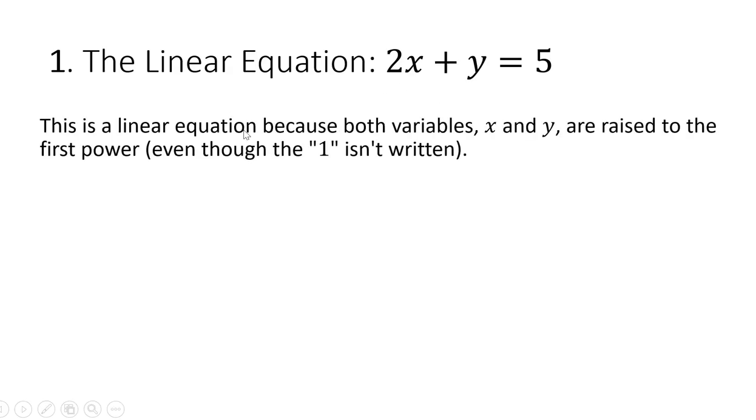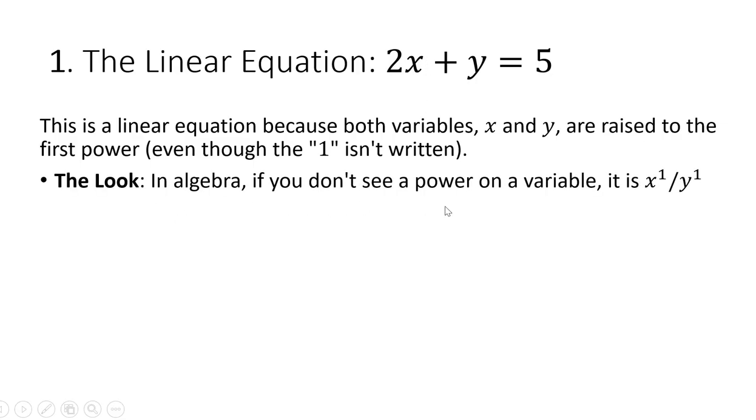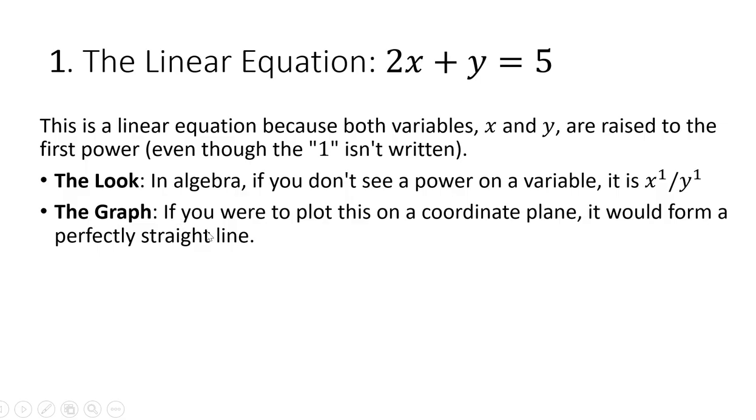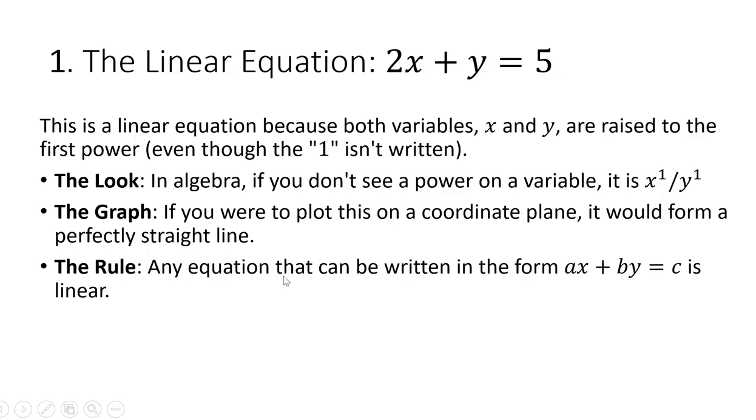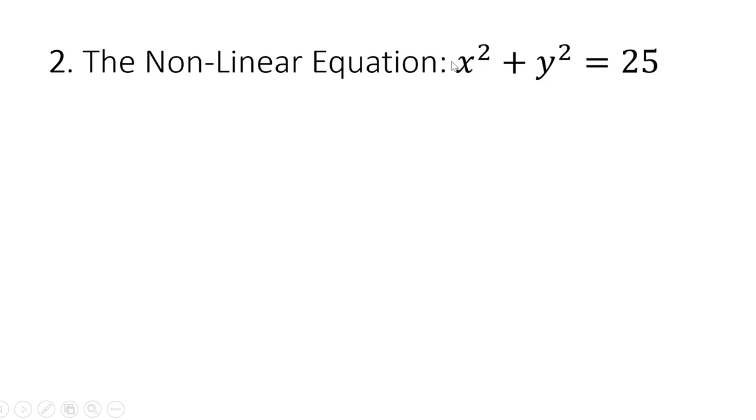The linear equation, it's linear because both variables x and y are raised to the first power, even though the 1 isn't written there. So in algebra, if you don't see a power on a variable, it is x to the power 1, y to the power 1. The graph, if you were to plot this in a coordinate plane, would form a perfectly straight line. So hence the name linear, first 4 letters of that is line. The rule is any equation that can be written in the form ax plus by equals c is linear. So again, the highest power is 1.